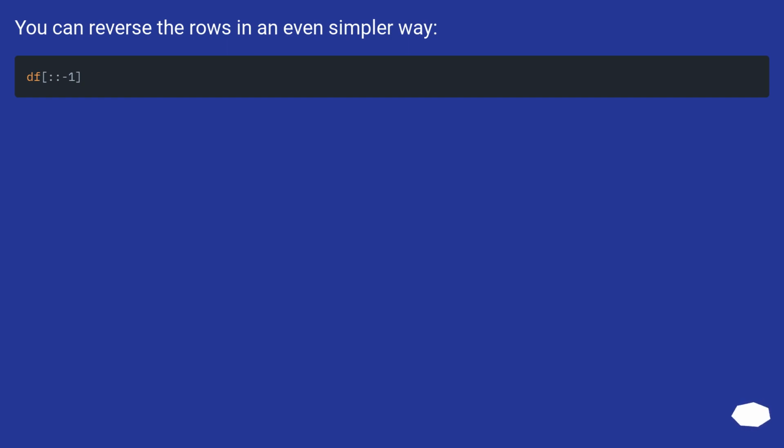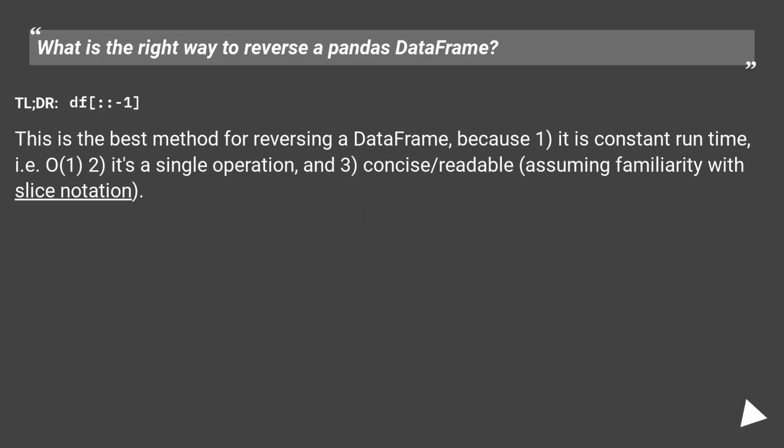You can reverse the rows in an even simpler way. What is the right way to reverse a pandas data frame? TL;DR: df[::-1]. This is the best method for reversing a data frame, because one, it is constant runtime, i.e. O(1), two, it's a single operation, and three, concise and readable, assuming familiarity with slice notation.